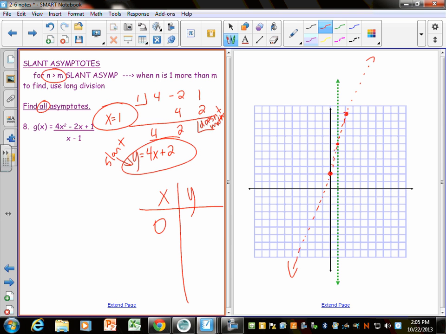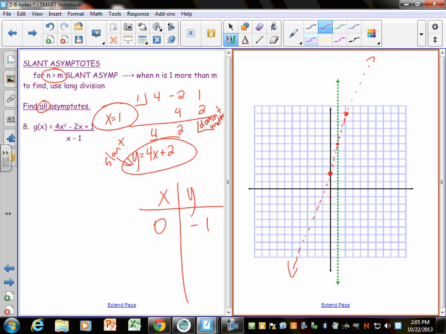If I plug in 0 for x, it's either going to appear up here or it's going to appear down here. And if I put 0 into that problem, 1 over negative 1. Do you agree with that? Which means 0, negative 1, I'm going to have a dot right there.